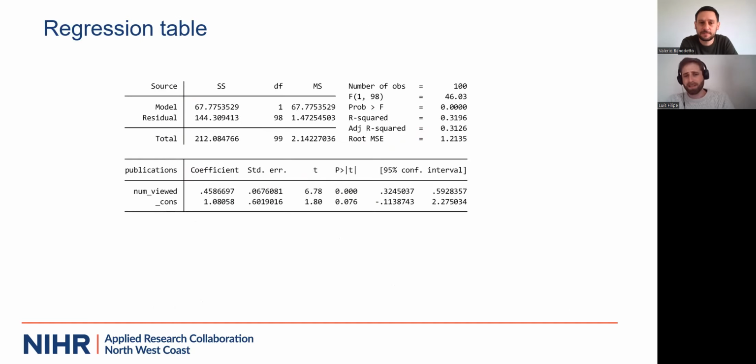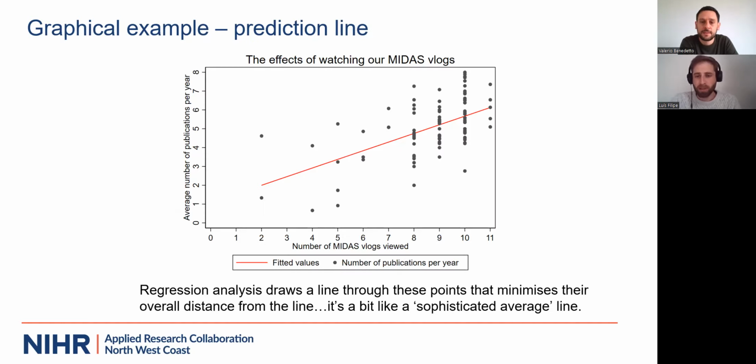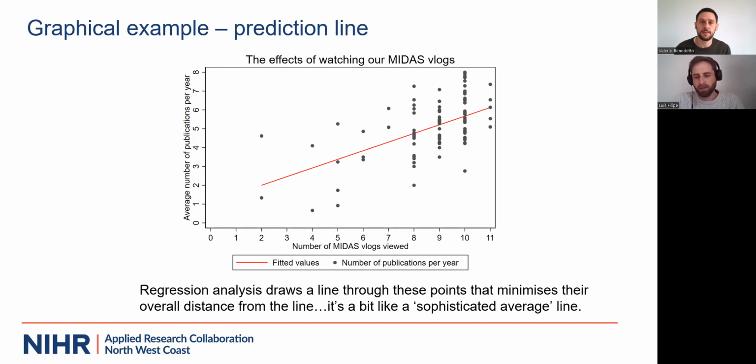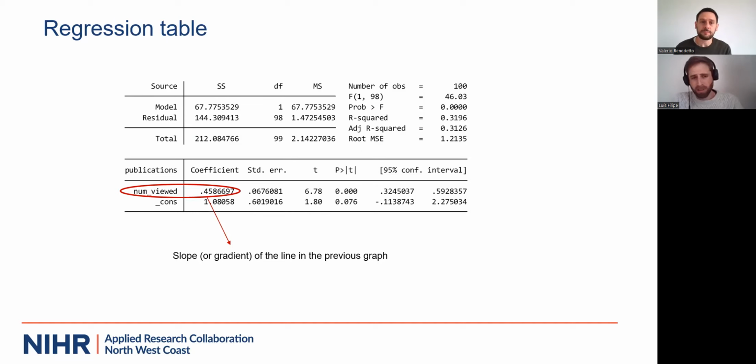Now, this is basically the same thing. This is that slope. It may not seem like it, but it is. Because if you remember, any line can be written mathematically if you have a slope and an intercept. So this here is the slope or the gradient of the line of the previous graph. So it gives you the inclination of the line. And the number below, it's the constant.